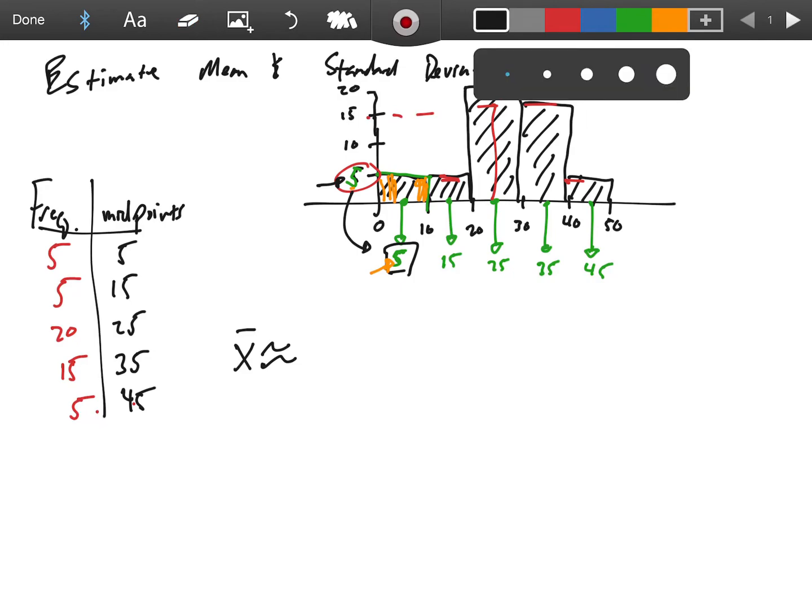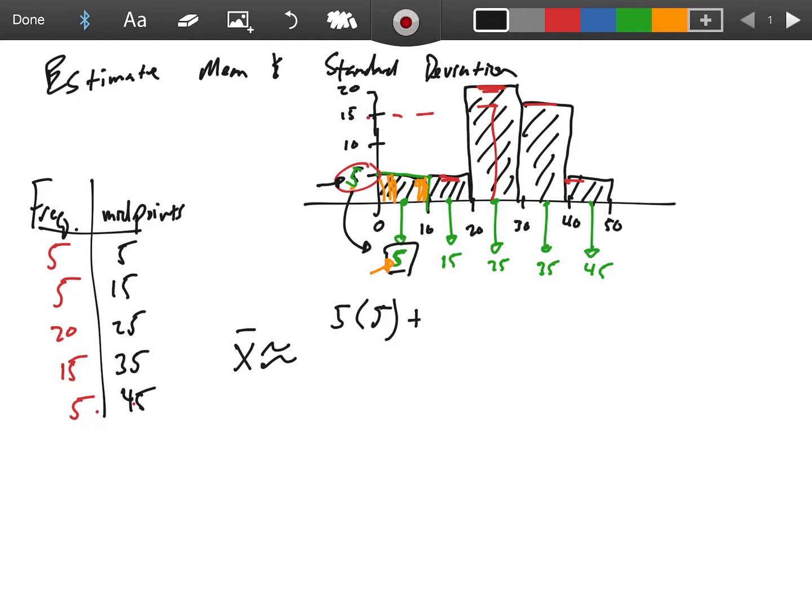Normally when you take the mean, you would add up everything you have and divide by the total. You can almost think of this as a weighted average where you say, at the value of 5, I have 5 objects. Plus, at the value of 15, I have 5 objects at that value. Plus, at the value of 25, I have 20 objects. Plus, at the value of 35, I have 15 objects. Plus, at the value of 45, I have 5 objects.